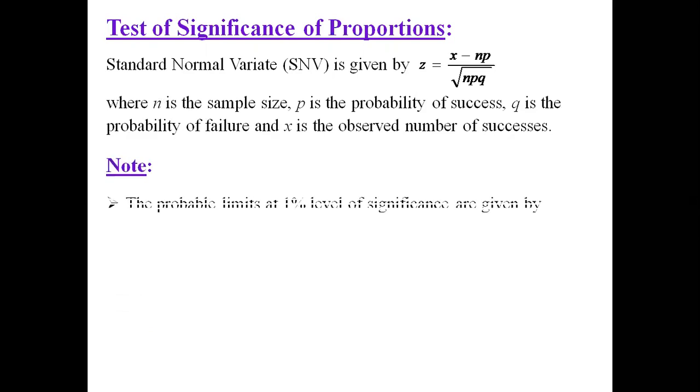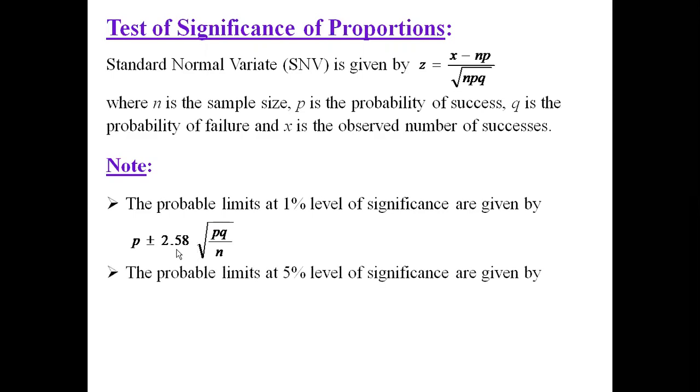Let us note these points. The probable limits at 1% level of significance are given by P plus or minus 2.58 into square root of PQ divided by N. These are also called the confidence limits. Since it is 99% confidence limits, ZC is taken as 2.58.